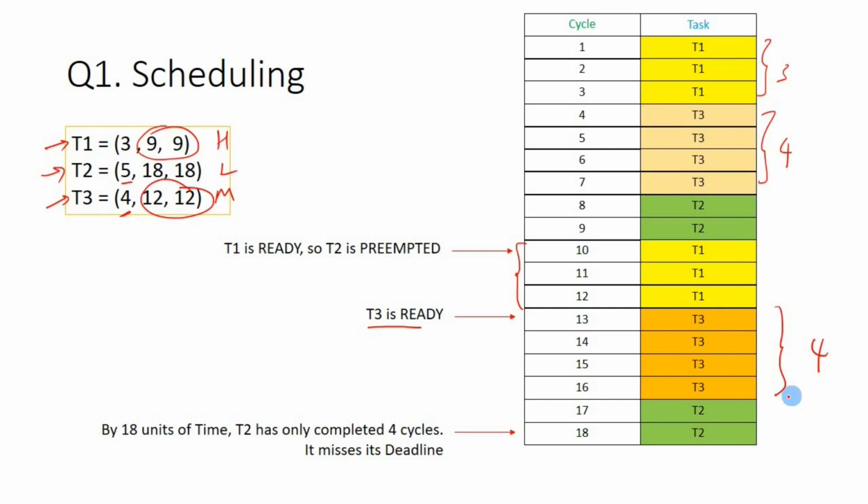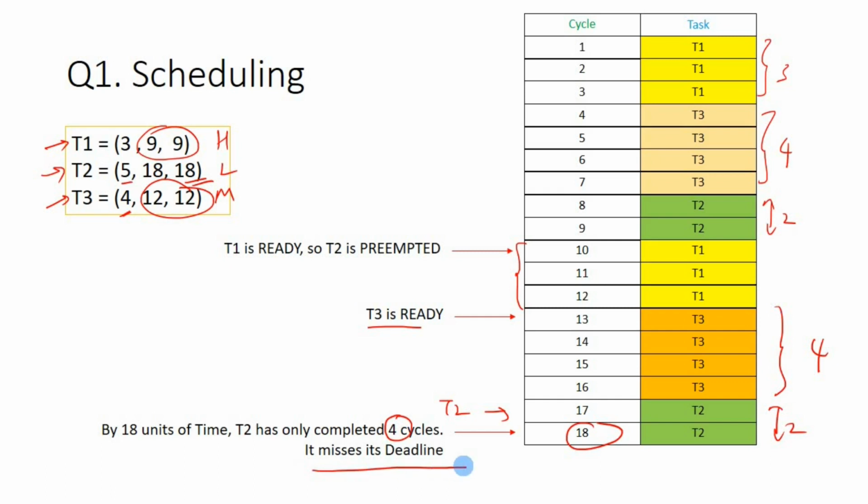And once T3 takes the 4 clock cycles, we are able to resume task 2 over here. But as you can see, task 2 has only completed 2 cycles here and another 2 cycles here before it hits the deadline of 18. So because by the 18th cycle, T2 has only completed 4 cycles, it misses its deadline.